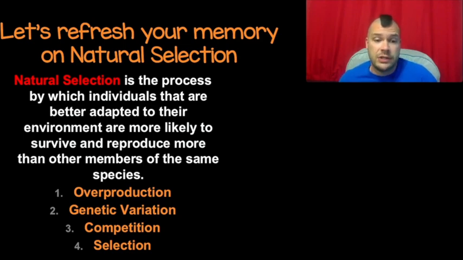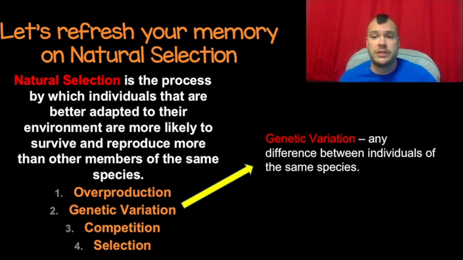Third, competition, survival of the fittest. If you're able to get food, if you're able to fight off predators, then you will be able to survive. And finally, selection. Being able to choose a mate, maybe choose your food, choose your habitat, will definitely help you survive. Today we're going to talk about number 2, genetic variation.